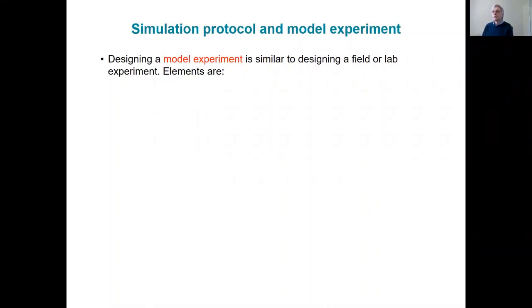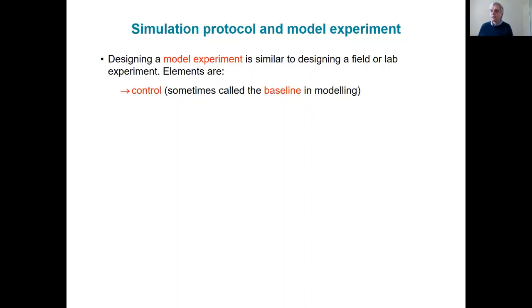So next comes the actual model experiment, and because we're working with dynamic models, by definition, ecosystems, system dynamic models changing over time, the system evolves and that affects the output. And therefore we need to think about a simulation protocol that makes sense. So when we design a model experiment, we're thinking about similar steps to if we were designing a field or a lab experiment. And those elements are that there needs to be a control.